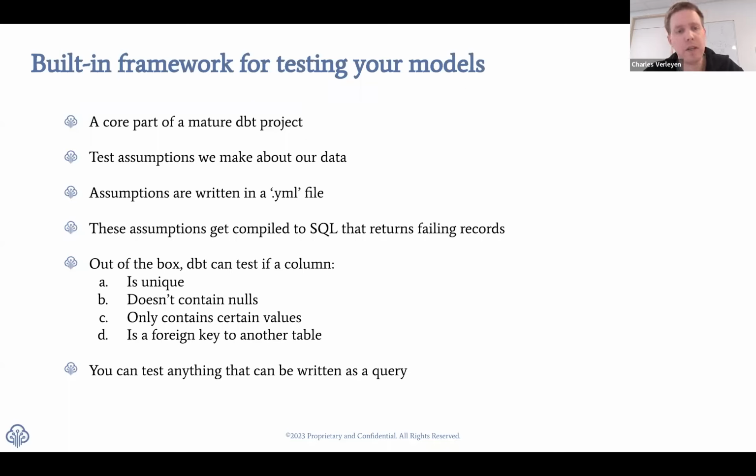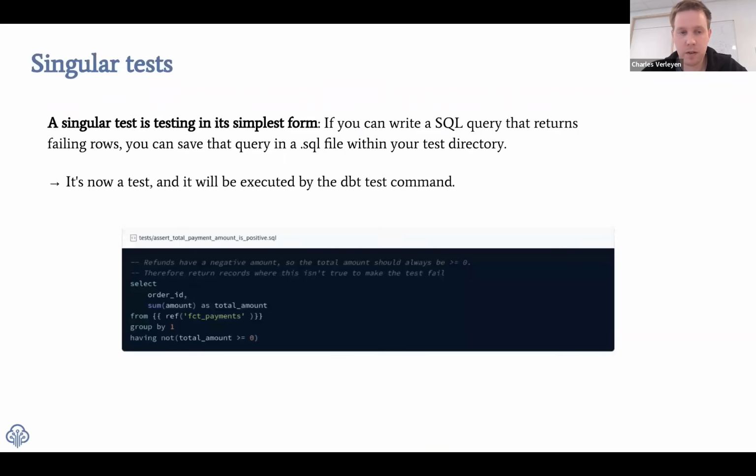Out of the box, dbt has four generic tests. They check if a field is unique, if it doesn't contain nulls, if it only contains certain values, or if it's a foreign key to another table. So you can test anything that can be written as a query, which is quite flexible. So there are two kinds of tests. A singular test is basically a SQL query.